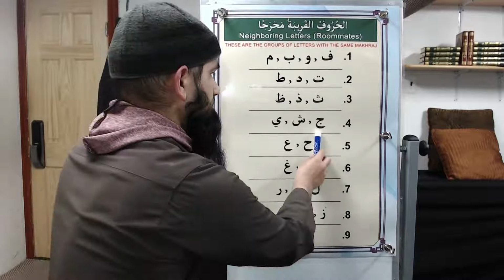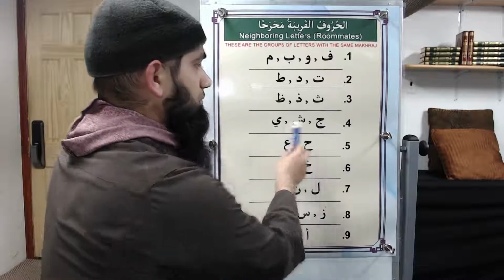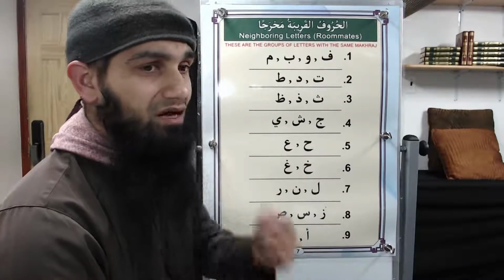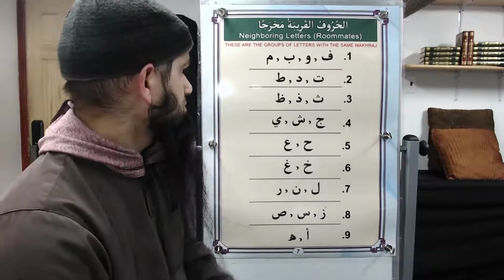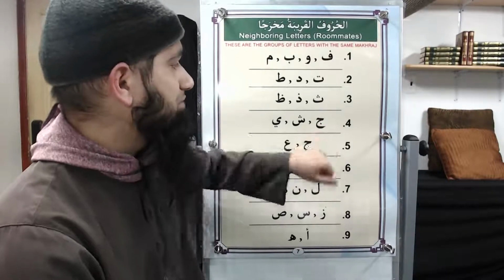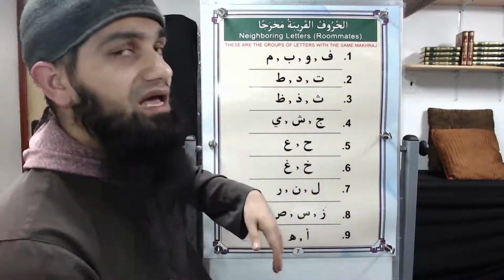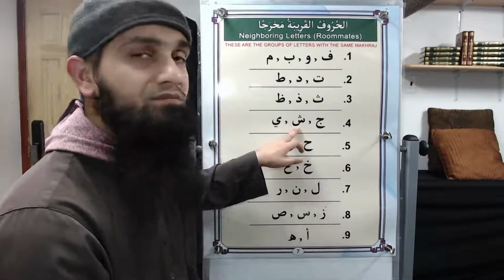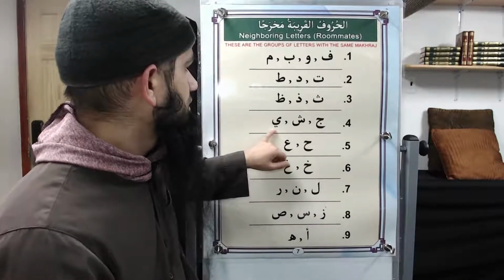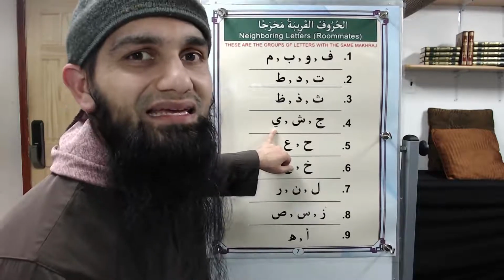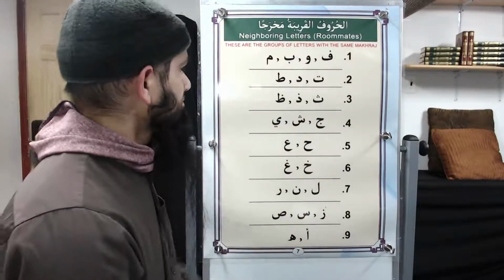Group number 4. Let's pronounce them. Jim, shin, ya. Okay, they come from the middle of the tongue against the middle of the upper palate. So let's put the hamza before them. Aj. You see, it touches. Ash. It's tight. Ay. It's much more easy.